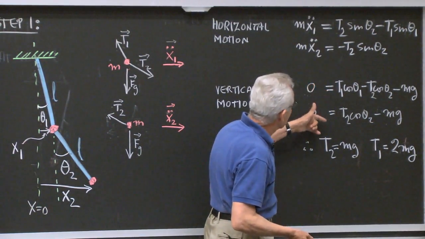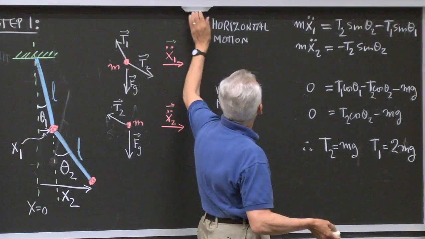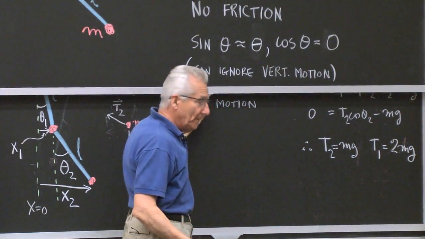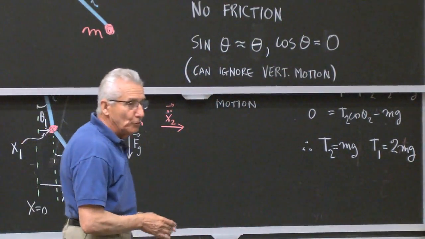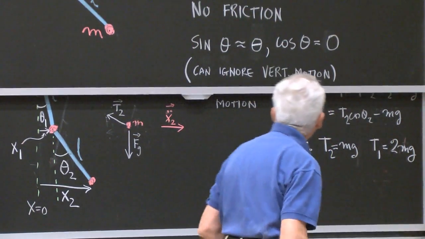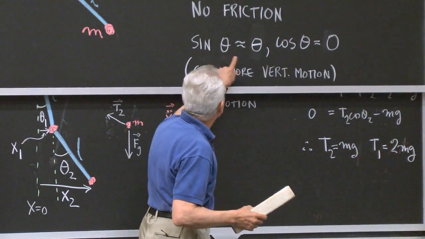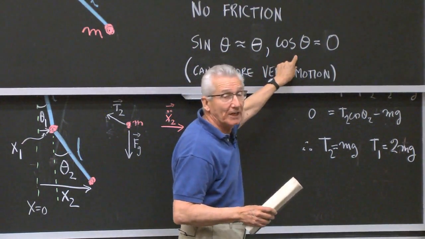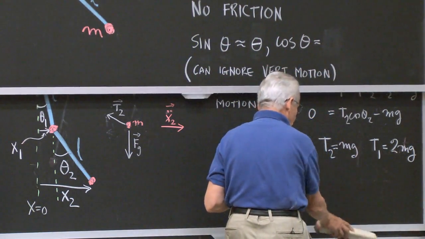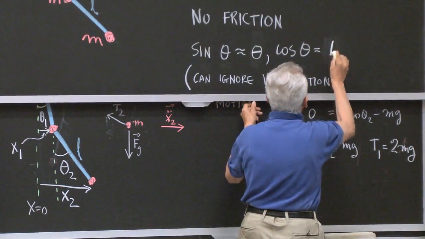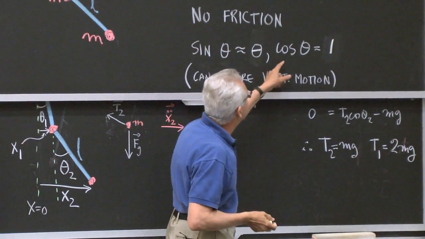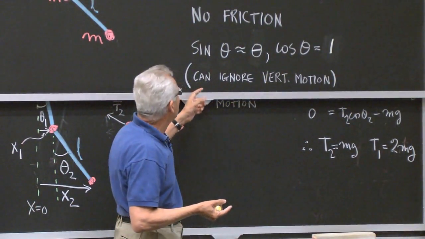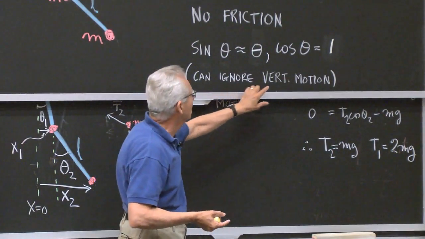Now I can make use of the assumption we made. Oops, I see there is an error. If you were in this room, I'm sure you would have corrected me. For very small angles, the sine of an angle is approximately equal to the angle. But for small angles, the cosine is 1. This was an error. I apologize for that. But that's the approximation we're making. And it is this approximation which is equivalent to saying that we can ignore the vertical motion.